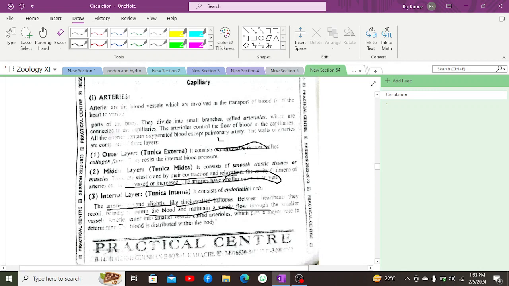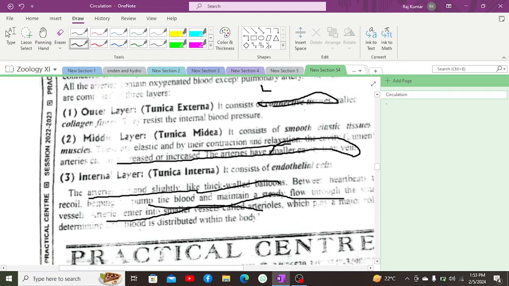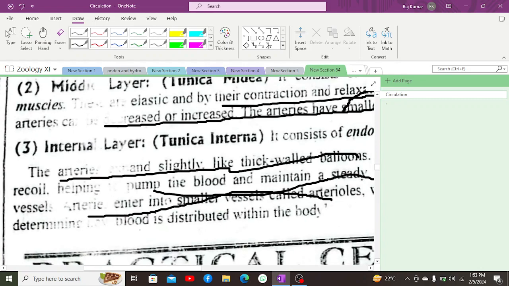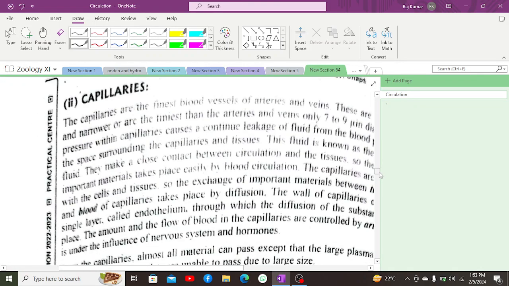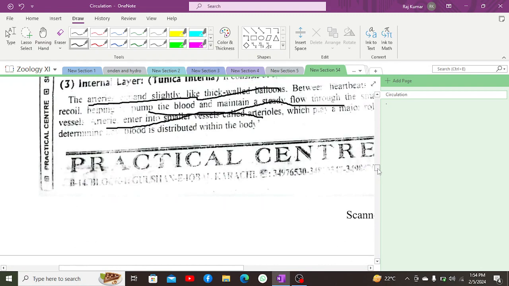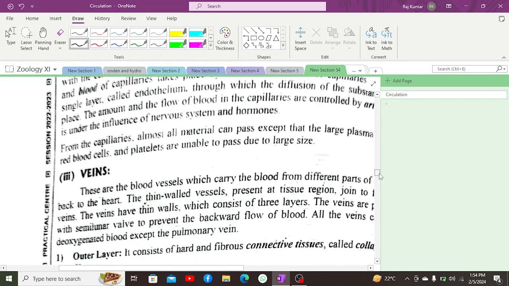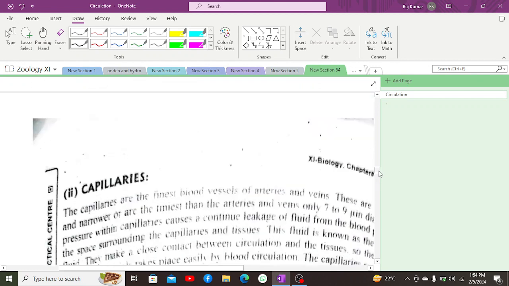Smaller arteries enter into small vessels called arterioles, which play a major role in determining the flow of blood, which is distributed within the different parts of the body. And here, when it comes to capillaries, capillaries have a simple structure. These are the finest blood vessels of arteries.